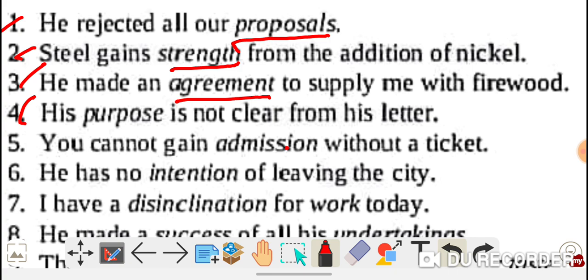Number 4. His propose is not clear from his letter. Here this is wrong. This will be his proposals. His proposals is not clear from his letters. So proposal is the noun. So what is the verb form? Propose. So the answer is, what he proposed is not clear from his letter.